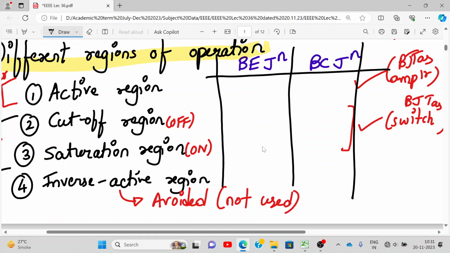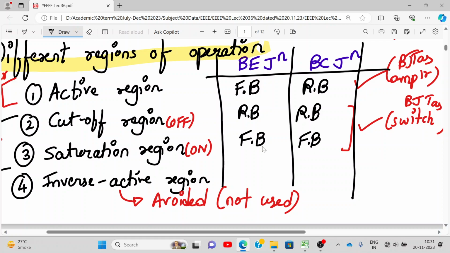Okay? Now, listen carefully. In the active region, the base emitter junction is forward bias. So forward bias I'm writing as FB. And base collector junction is reverse bias. In cutoff, both are reverse bias. In saturation, both are forward bias. And inverse active is reverse of it. So here, this is reverse bias, this is forward bias. You write the proper wording in the exam: forward bias, reverse bias.